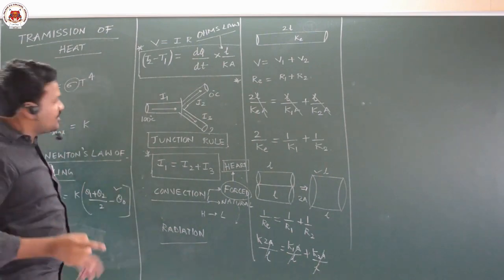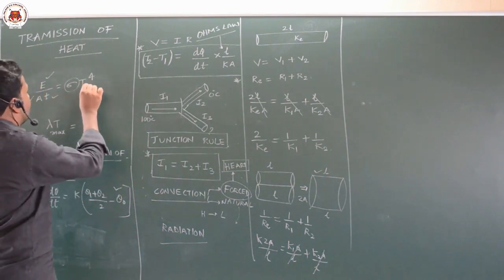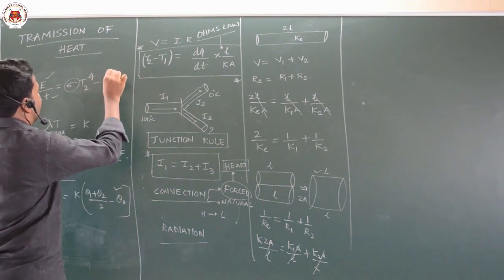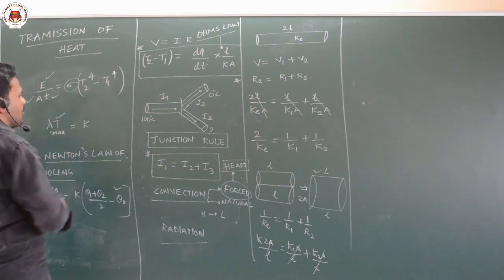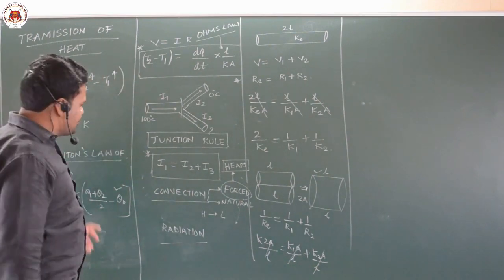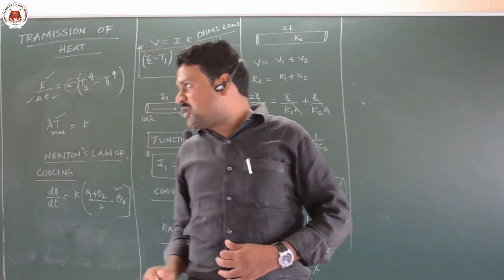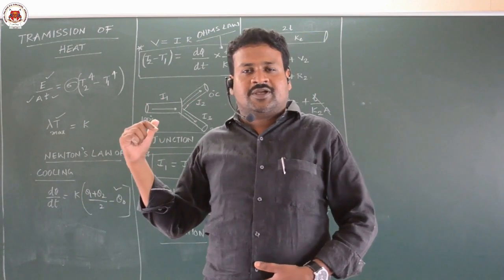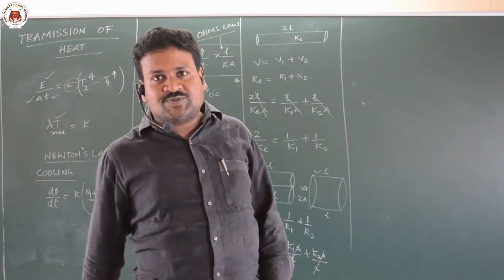When two temperatures are given, here you have to write T2, next you have to write T1. So it is T2 to the power of 4 minus T1 to the power of 4 when two temperatures are given. Here T stands for absolute temperature. This is all about radiation. So transmission of heat is a very small chapter. Here you have to remember these formulas. This is the quick recap of transmission of heat.